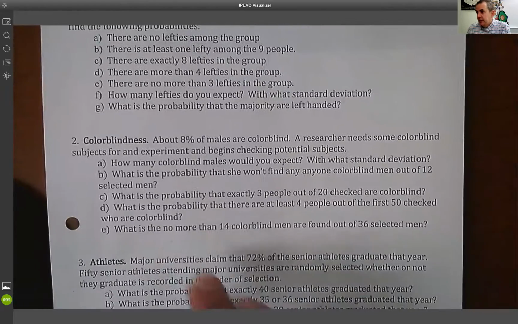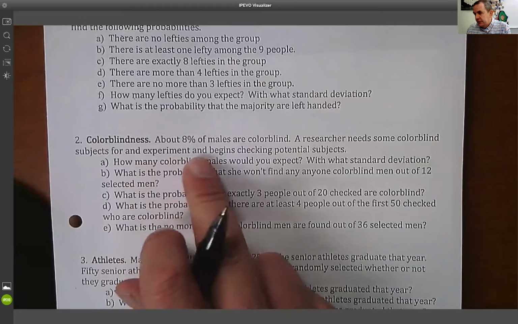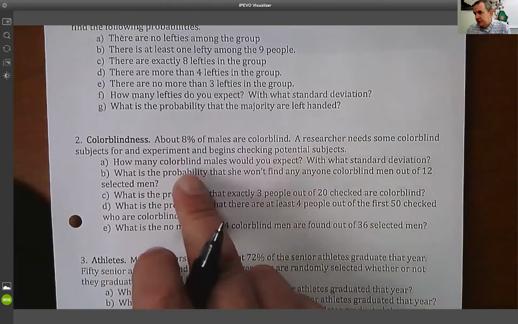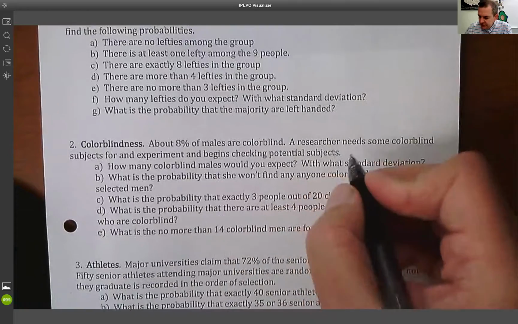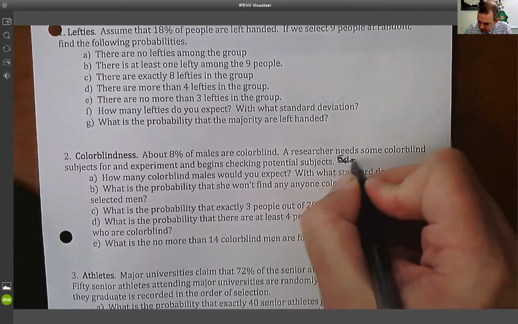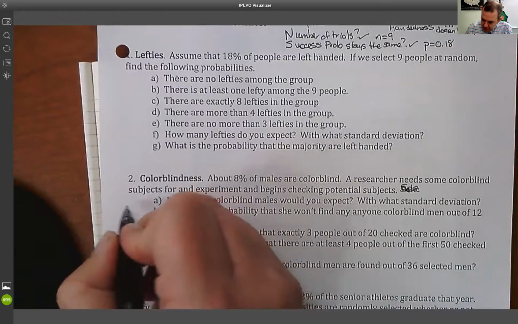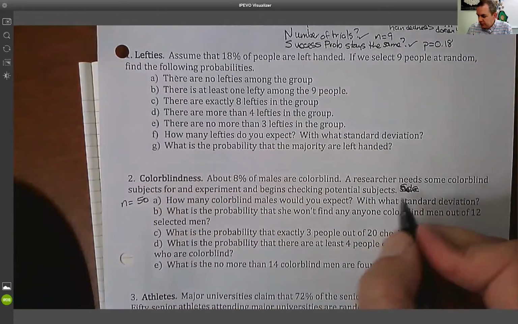So looking here, about 8% of males are colorblind. A researcher needs some colorblind subjects for an experiment and begins checking potential subjects. And in this case, if I said how many colorblind subjects, let's say that we were going to select 50 subjects.